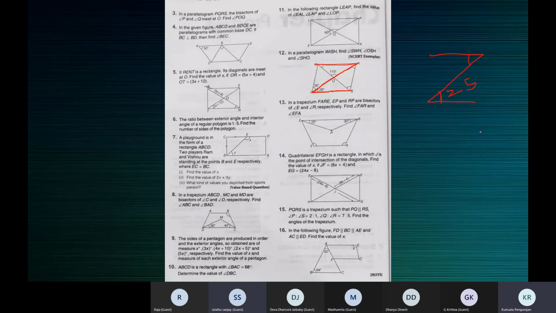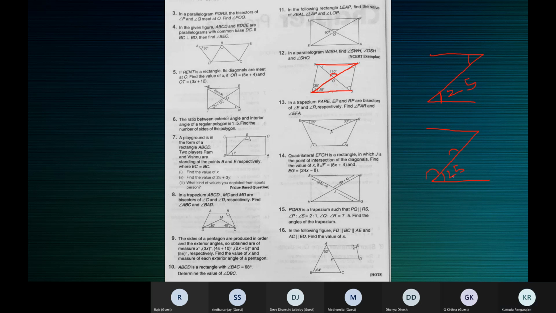Alternate interior angles are equal. See, it's a parallelogram. So we know the lines are parallel. Parallel line, transversal, parallel line. Here we have 25. The other angles are not relevant at all. You cannot use 110. 110 is here. And 35 degrees is here. You cannot use this. These angles are not relevant to this.